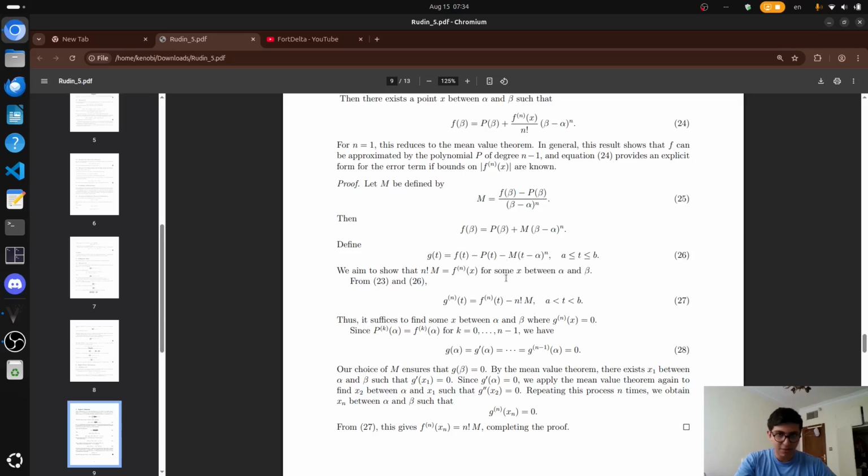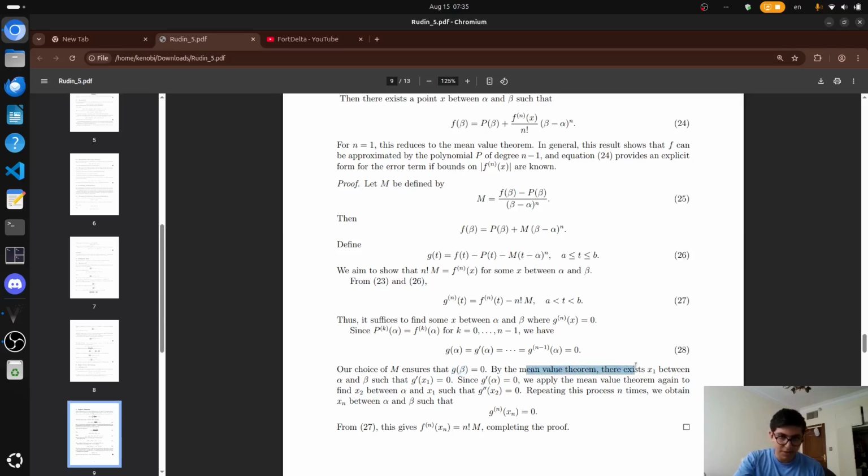And we know that another part of the strategy is that we chose that not only g alpha is equal to 0, but g beta is also equal to 0. Because g beta is equal to f of beta minus this, which is going to give you 0.